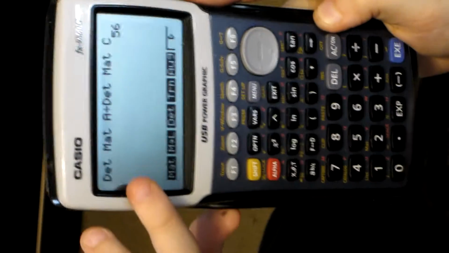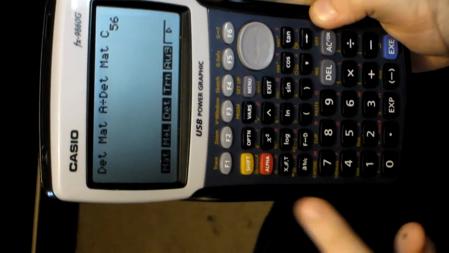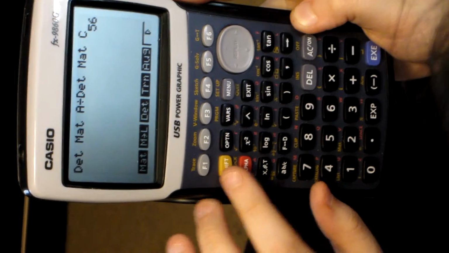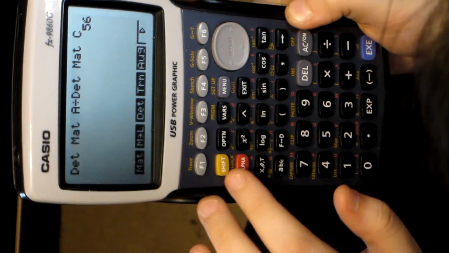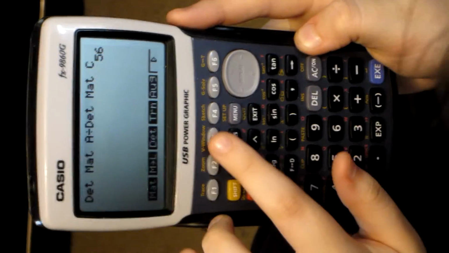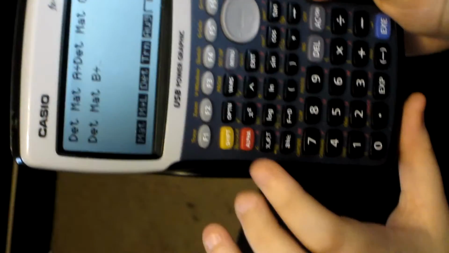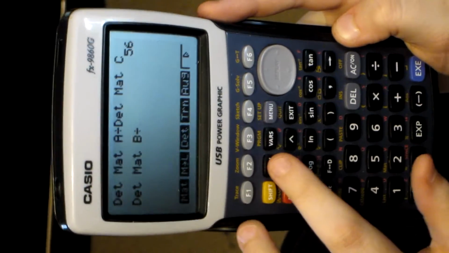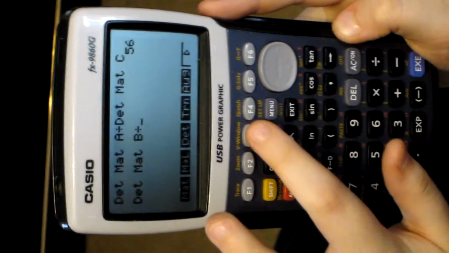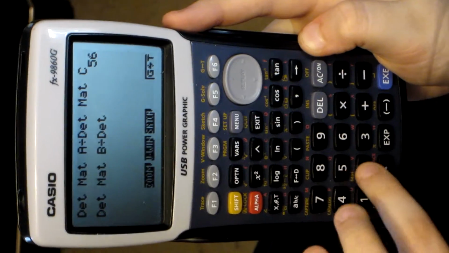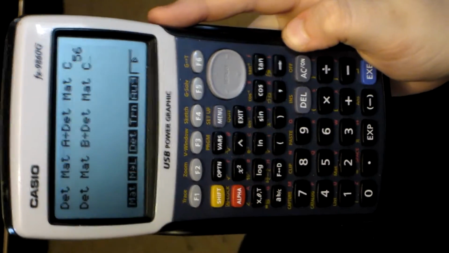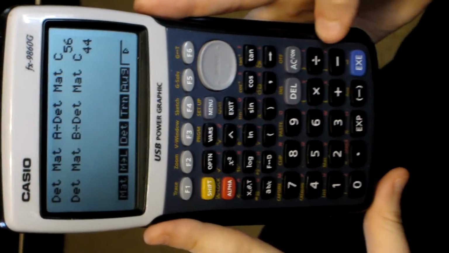Then we get 56, and that was how we solved for x. So that's correct. And then to find the other one, we go option F2, F3, then shift, matrix, alpha, and find B. Divide that by option F2, F3, determinant, matrix C, which was our original matrix. And we get 44.